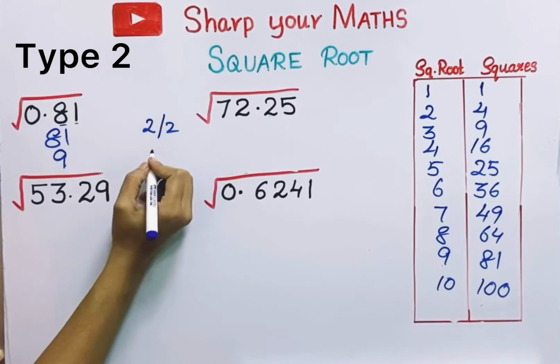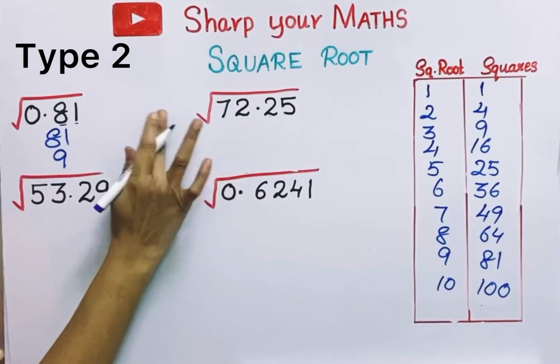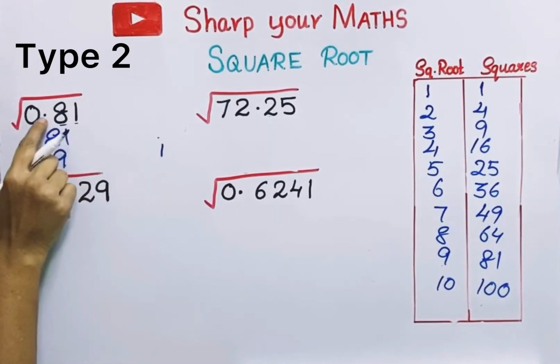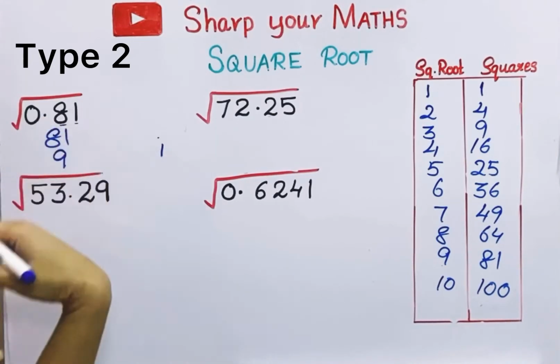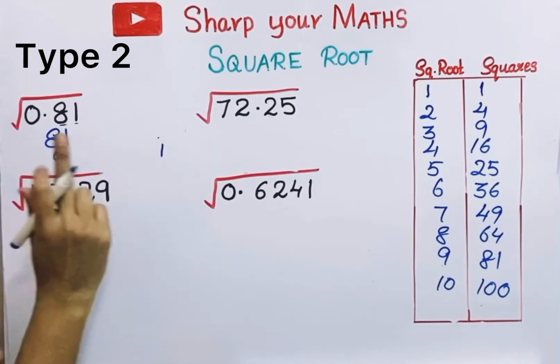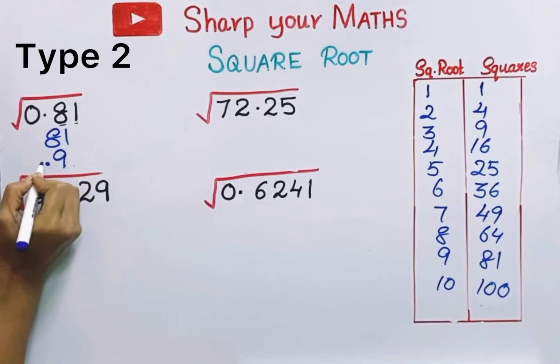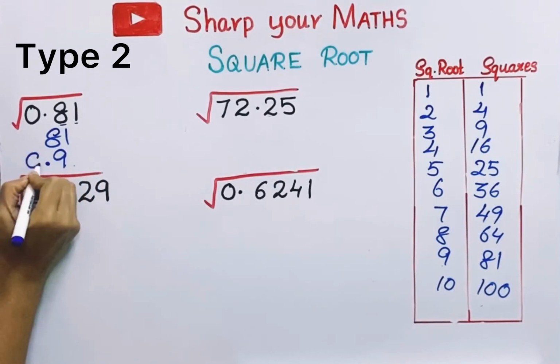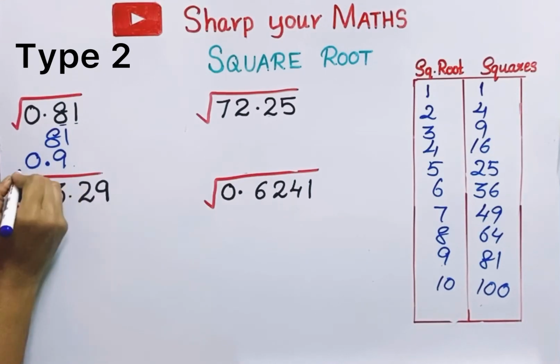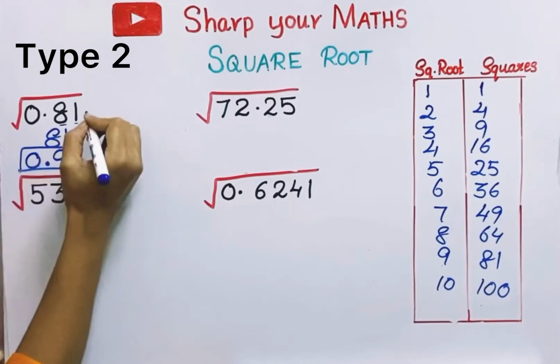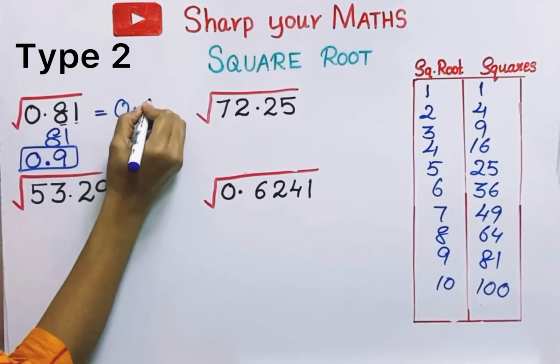Take half of it. It means divide by 2. 1. The answer should have 1 decimal place. The question has 2 decimal places, so the answer should have half of it. So 1 decimal place. So from the right move 1 place and put a point. Move 1 and put a point. So it means that 0.9 is the square root.